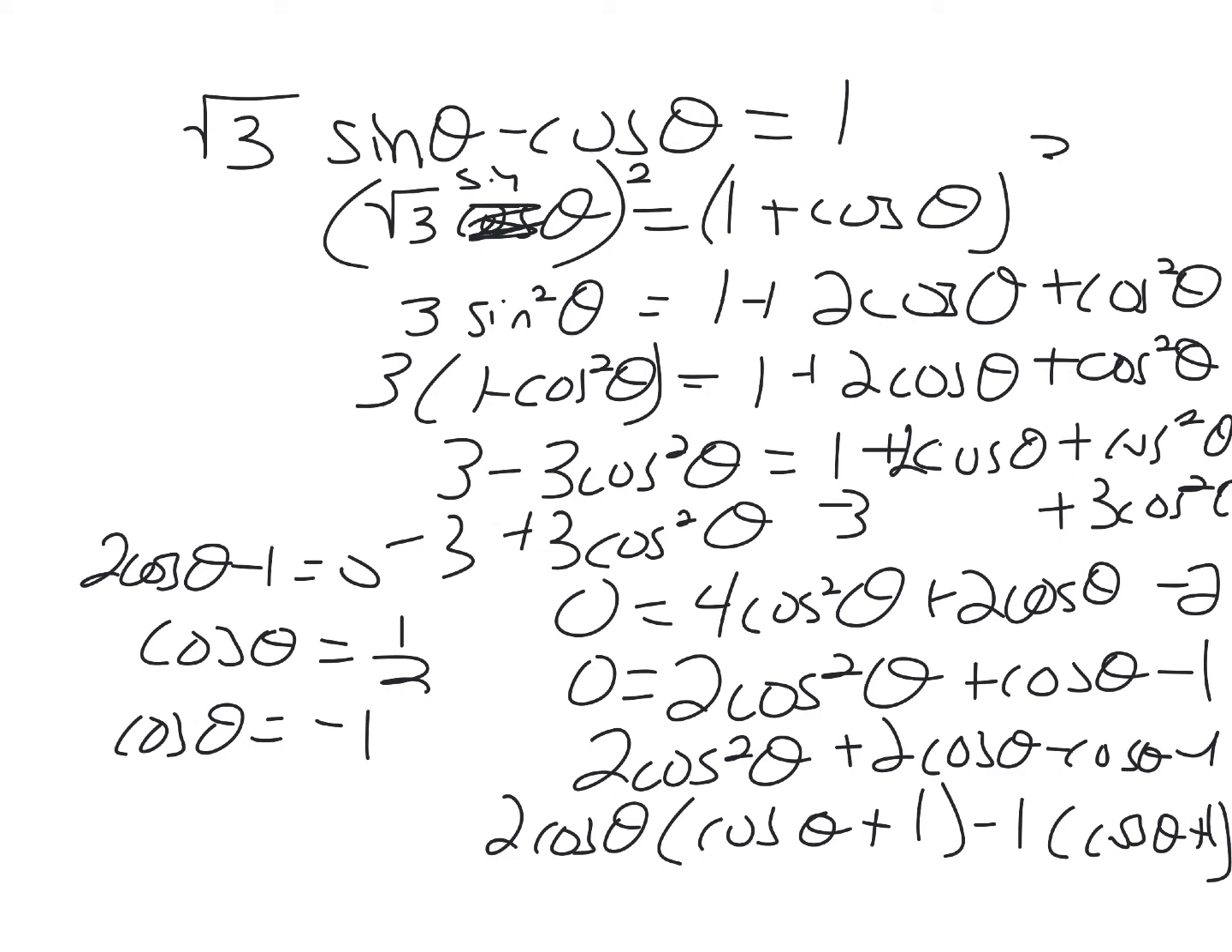For the other one, I just subtracted 1 to the other side. So what values of cosine theta equal 1/2? We'll do radians again, so let's just do pi over 3 and 2 pi over 3. Cosine theta is equal to -1. That's pi. So your 3 solutions are pi, pi over 3, and 2 pi over 3.